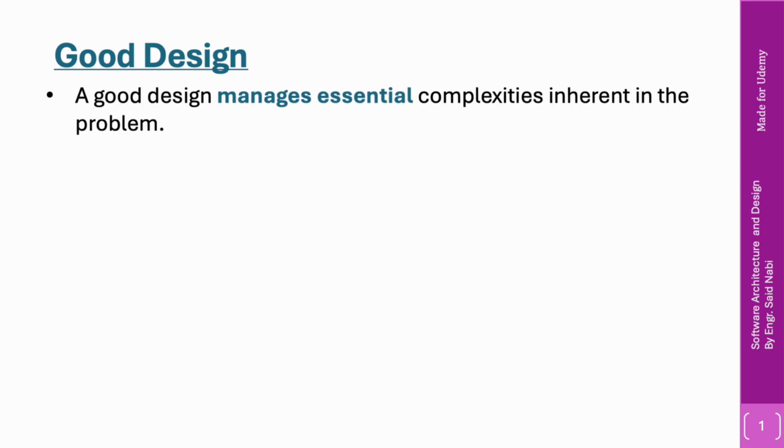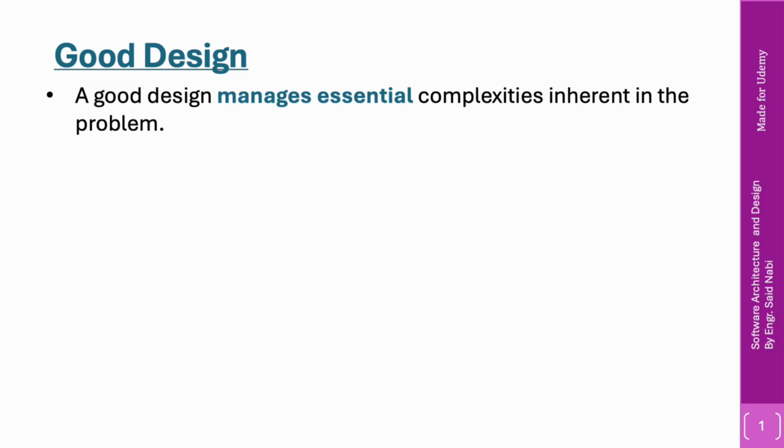All right. Now let's talk about good design. What is a good design, and how can we say that we have created a good design for our software system? So, a good design manages essential complexities inherent in the problem. Good design focuses on the problem itself and not the noise introduced by the solution.